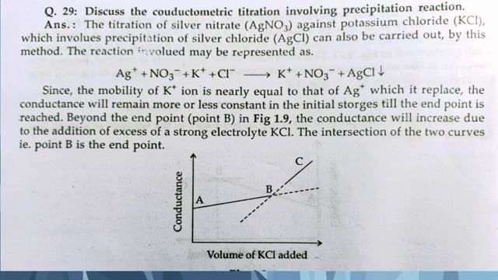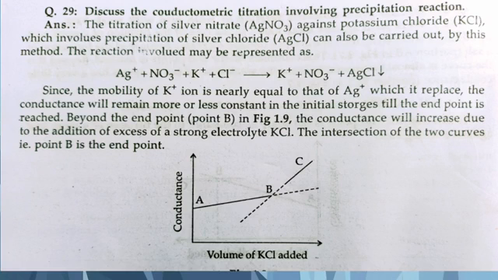Since the mobility of the potassium ion is nearly equal to that of the silver ion, the mobility of both ions is about equal. So the conductance will remain more or less constant in the initial stages till the end point is reached. Beyond the end point, that is the point B, the conductance will increase due to the addition of excess of strong electrolyte, that is the KCl. The intersection of the two curves, that is the point B, is the end point.